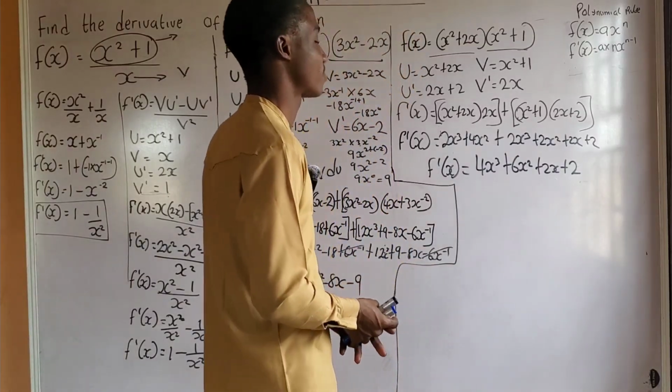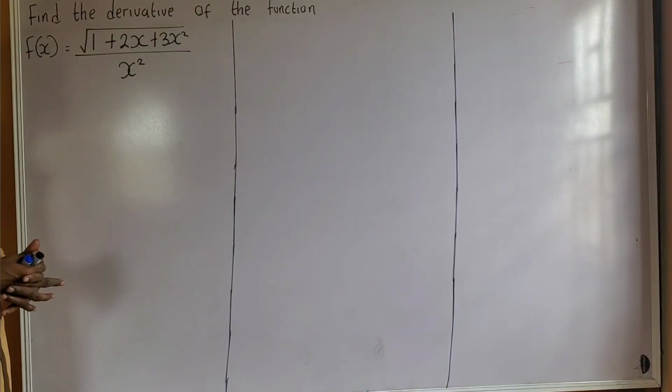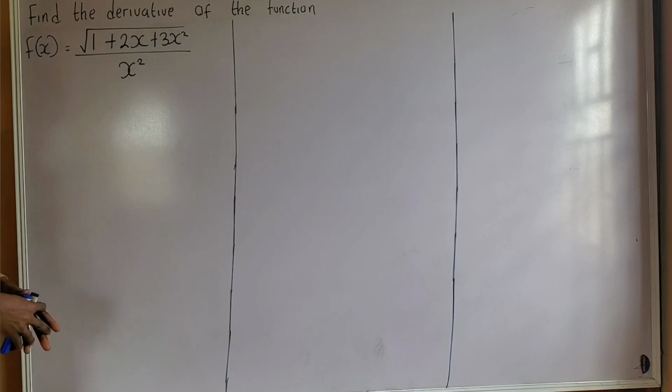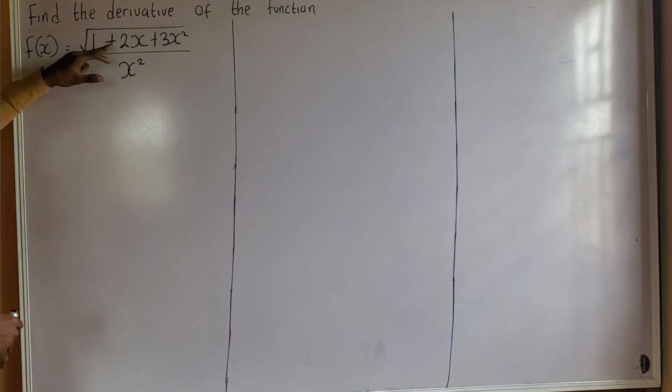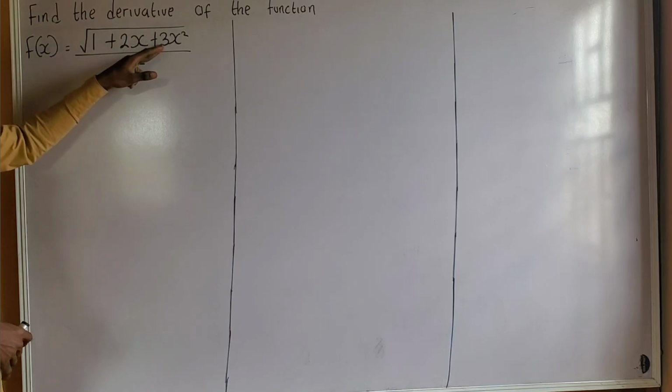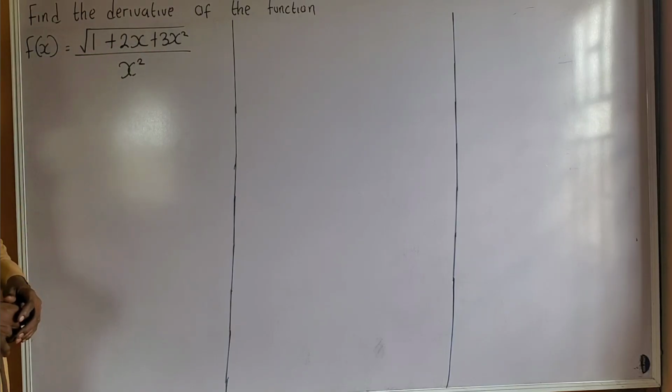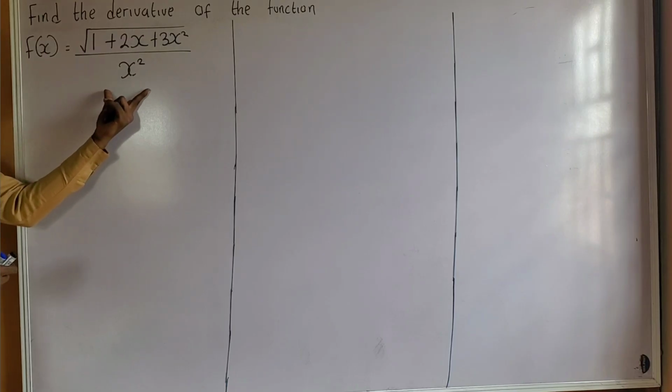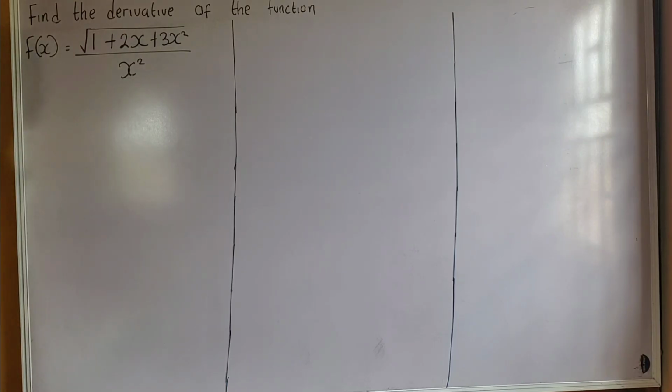Do you understand? Okay. Let's consider the question that we have on the board. We are asked to find the derivative of the function f of x equals the square root of 1 plus 2x plus 3x squared all over x squared. Okay, how do we find the derivative of this function? Well, to differentiate this function, it is easy. In differentiating this function, we are going to set u.